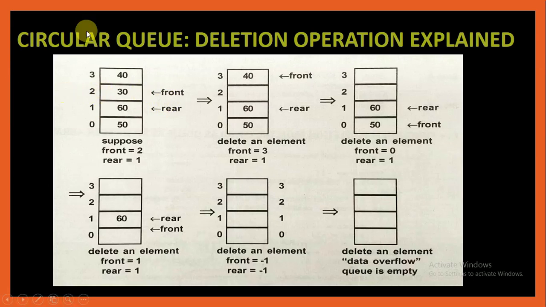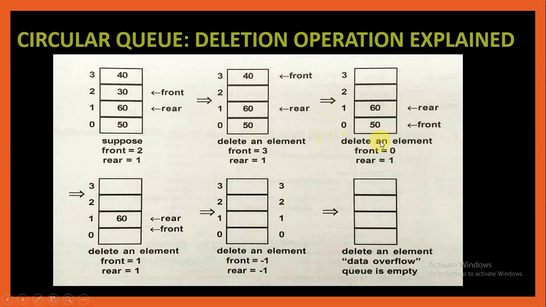Now suppose I delete an element from the queue, then the element which is present at the beginning of the queue, in this case 30 because it is being pointed to by front, will be deleted. Automatically the element being pointed to by front is deleted. So this element is deleted and front is incremented by 1. So my front will become 3. Earlier my front was 2. So it will become 3 and rear will remain unchanged.